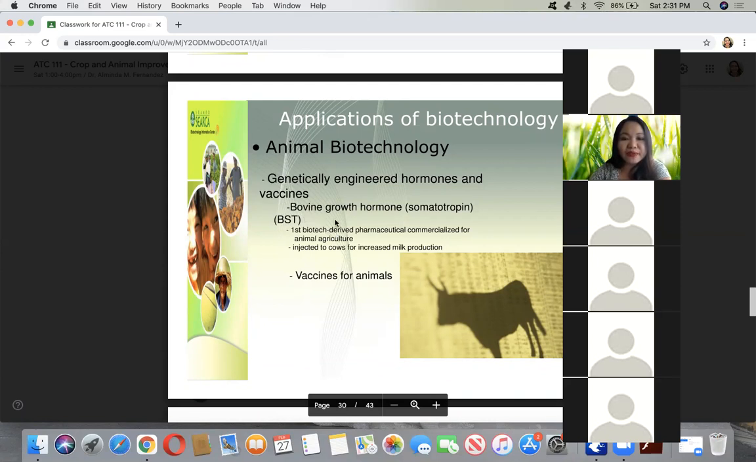And we have here the bovine growth hormone, somatotropin or BST. It is the first biotech-derived pharmaceutical commercialized for animal agriculture, which is injected into cows for increased milk production. And of course, vaccines for animals are very common. So again, based on what we have discussed, the first commercially available biotech crop is the flower saver, but for animals, it is the bovine growth hormone or the BST, the somatotropin.